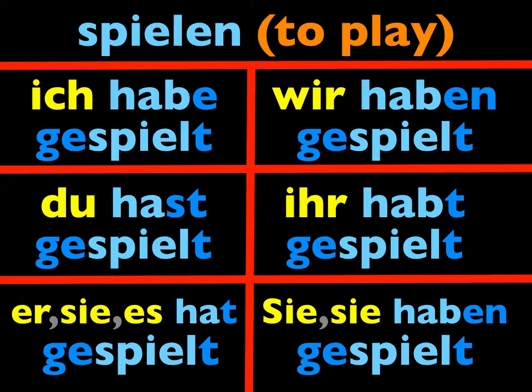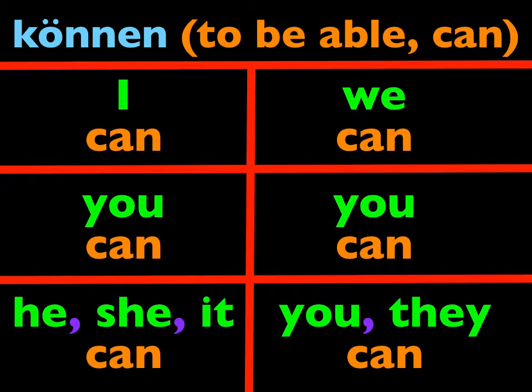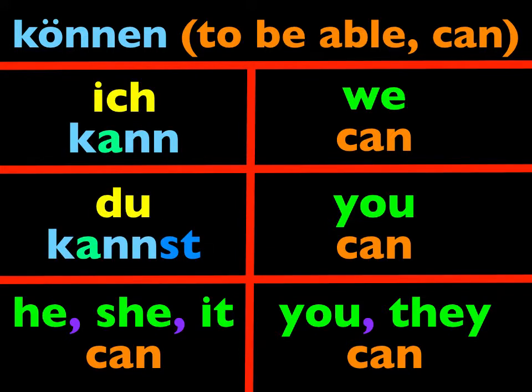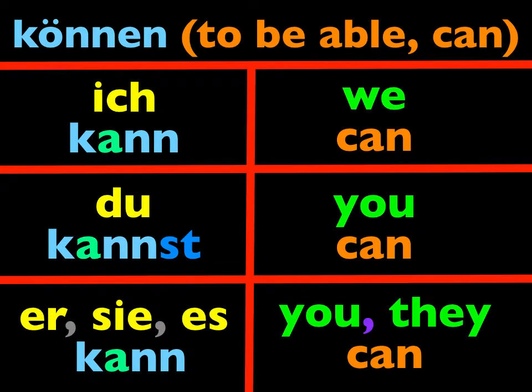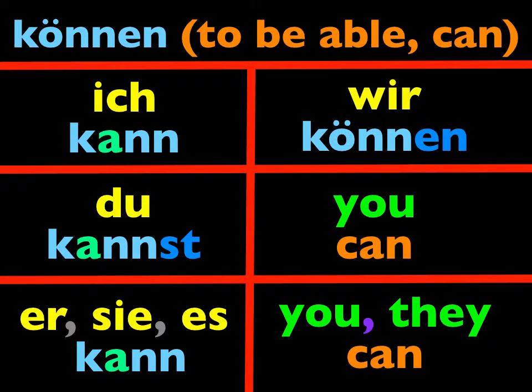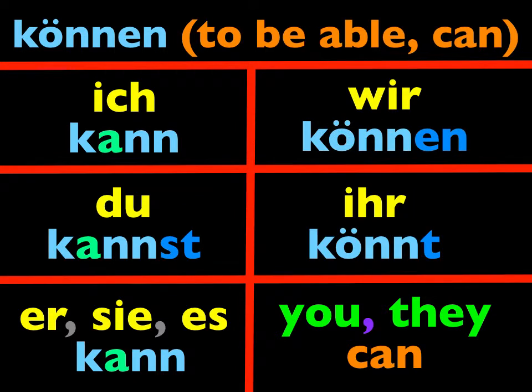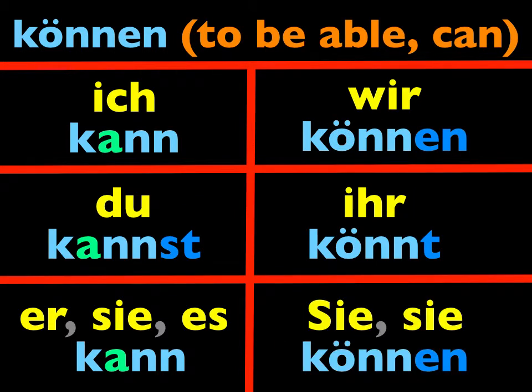Let's add another idea to it. What if I want to say I can play something? Well, this is the verb I need, können. It means to be able to or can do something. These are the forms. Repeat them after me. Ich kann. Du kannst. Er kann. Sie kann. Es kann. Wir können. Ihr könnt. Und sie können.